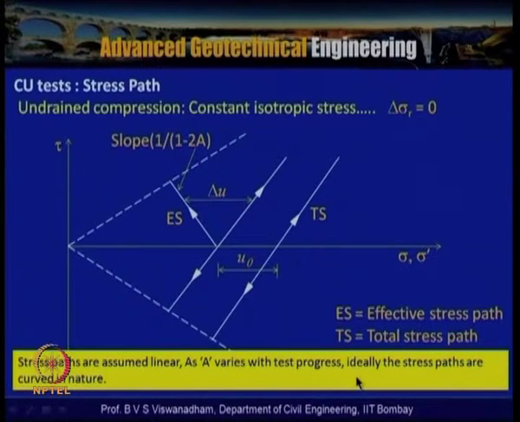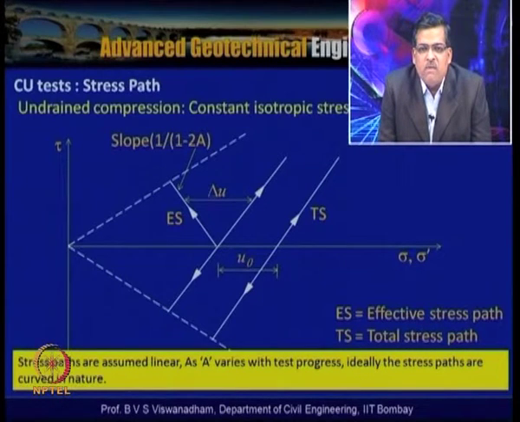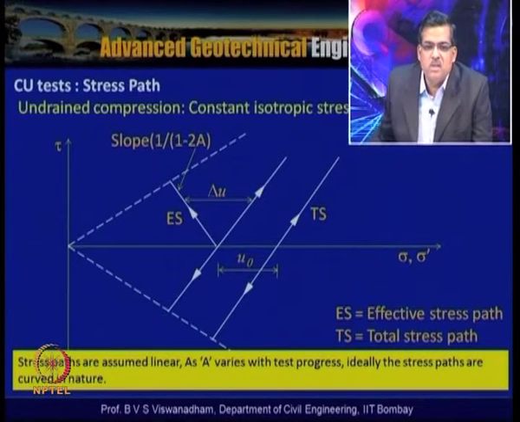If A dash actually varies with the test, once the test is in progress, then ideally the stress paths are curved in nature. So the effective stress paths will be curved in nature. That is what we have shown in the previous discussion. The reason why the effective stress paths are curved is that the value of Skempton's pore water pressure parameter A will not be constant. That is, the slope will be changing.